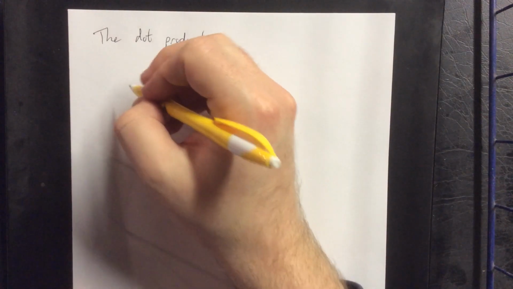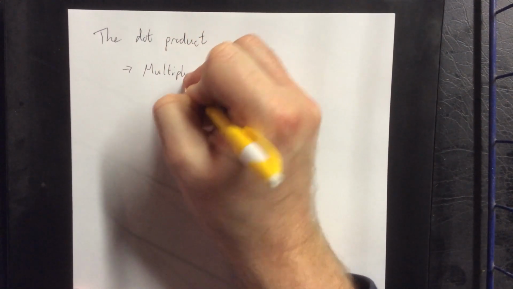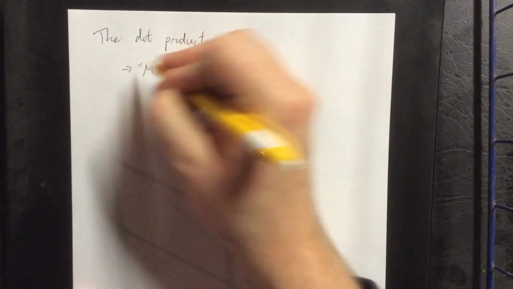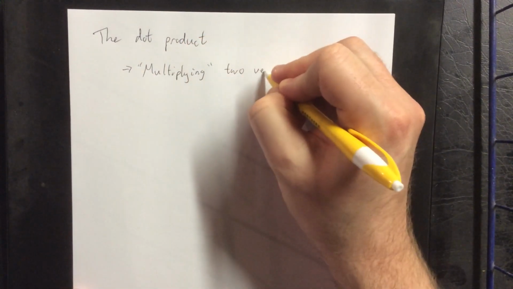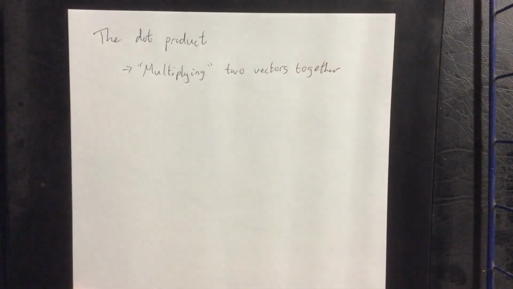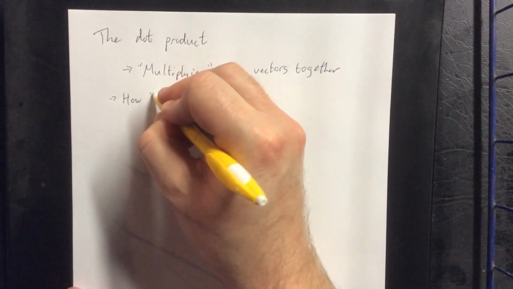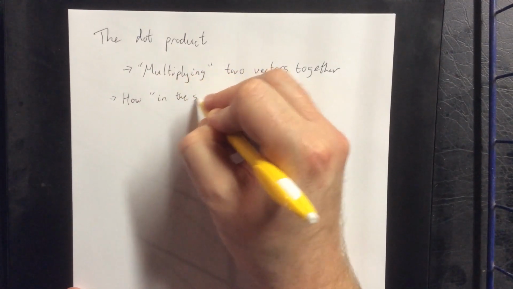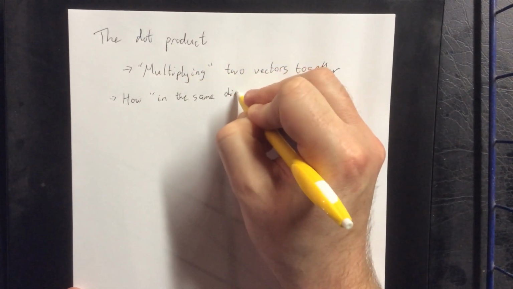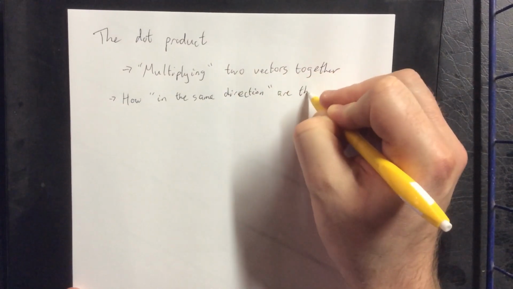In this video, we are going to introduce the concept of the dot product. The dot product is a method for multiplying two vectors together. Now, in multiplying two vectors together, what we're actually measuring is how in the same direction are the vectors.